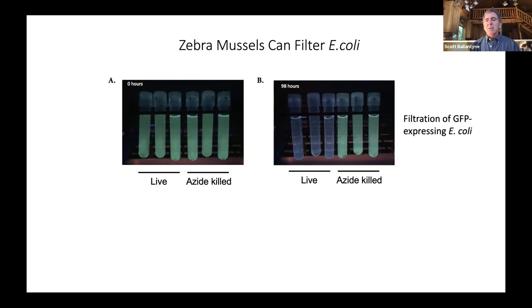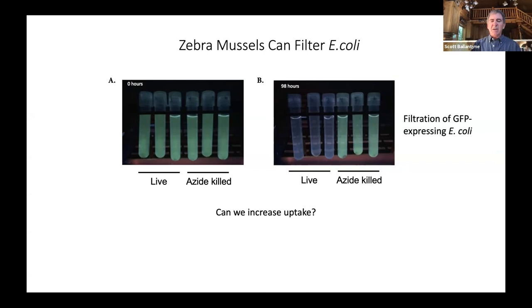So we interpret that to mean that live zebra mussels can indeed filter E. coli. But this took a while, right? This took 4 days. So we think it's going to be important to increase this uptake. And we've spent a bit of time this summer trying to identify ways to do that.